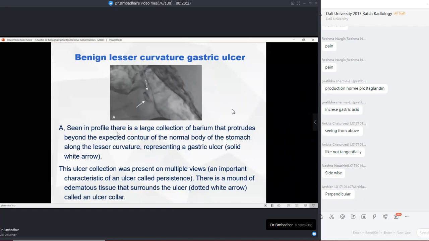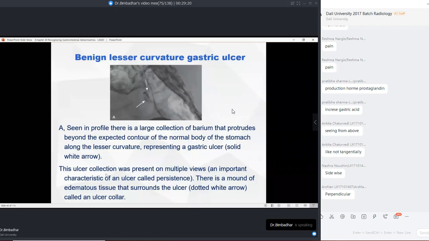But you don't see such a picture here, and you see there is an ulcer crater. Remember, this is an ulcer crater, which is forming a depression, and the depression is collecting the gastric contrast material, and that contrast material forms a circular ring-like structure which shows up as an ulcer collar. So this you have to remember: the ulcer collar is one of the most important characteristic features of a gastric ulcer.